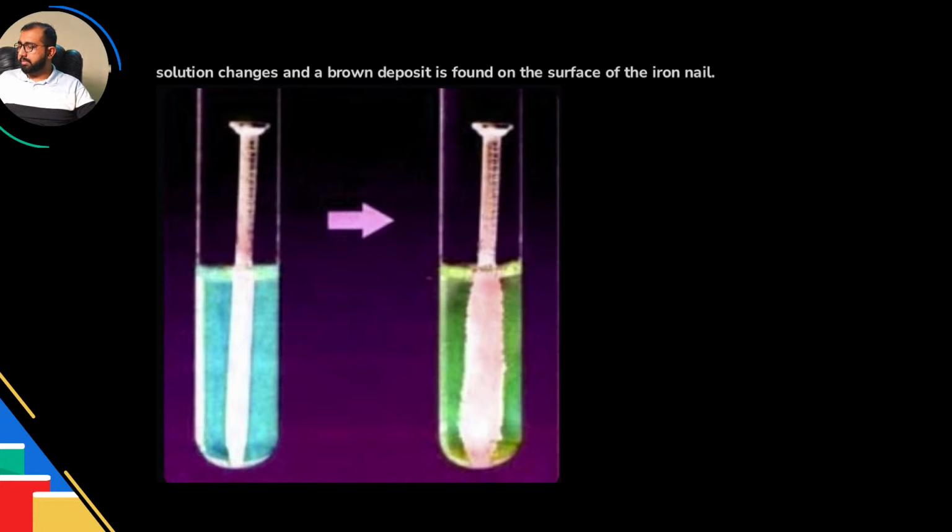When an iron nail is immersed in a test tube containing copper sulfate solution, the color of the solution changes and a brown deposit is found on the surface of the iron nail. Why is this happening? You have copper sulfate solution, that's the compound you have, CuSO4, aqueous, because it's a solution, and you added iron to this. I'm assuming there are no impurities here. Now this is going to react.